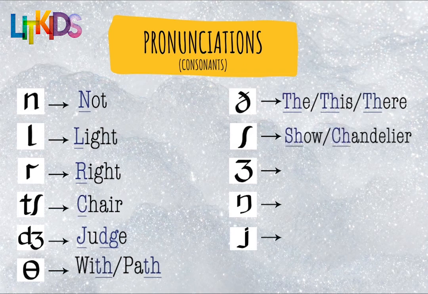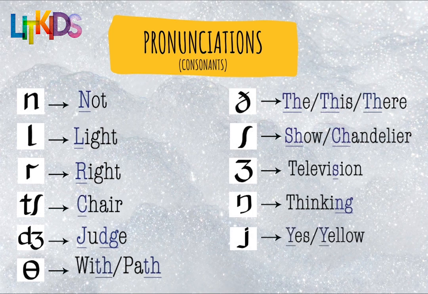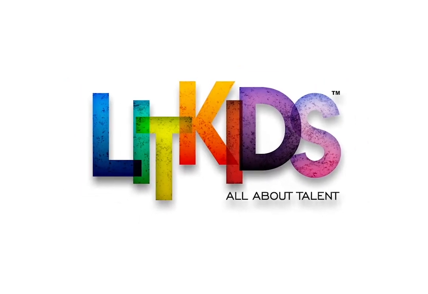We have the sh sound, which is sometimes with an sh as in show, and sometimes with a ch as in chandelier. Then we have the zh sound that you find in vision and television. You have the ng sound that makes the sound at the end of the word thinking. And then possibly the most confusing one is this j over here, which is actually the y sound in yes and yellow.